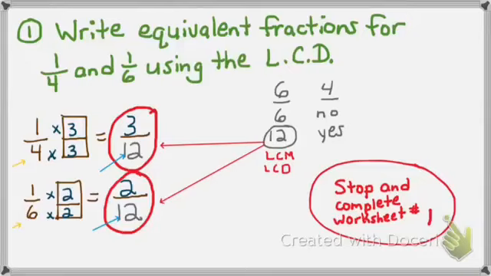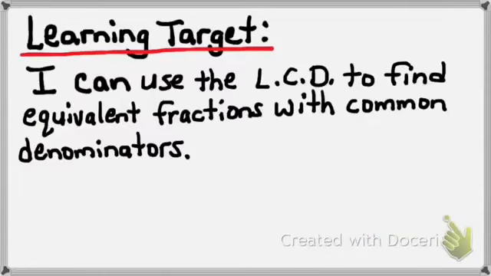And how do you know that you're keeping it equivalent? Because whatever you're multiplying or dividing it by, it's the same number on both the top and bottom of your window box, meaning that you're multiplying it by 1 or dividing it by 1, whatever you needed to do. Hopefully by now you can confidently say, I can use the LCD to find equivalent fractions with common denominators.